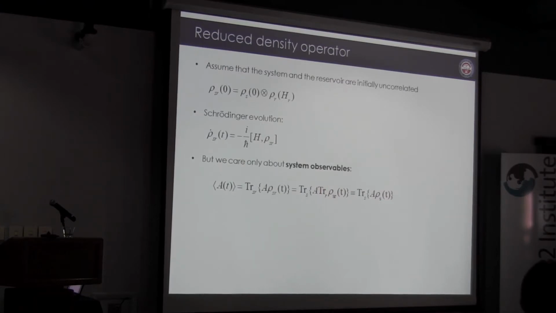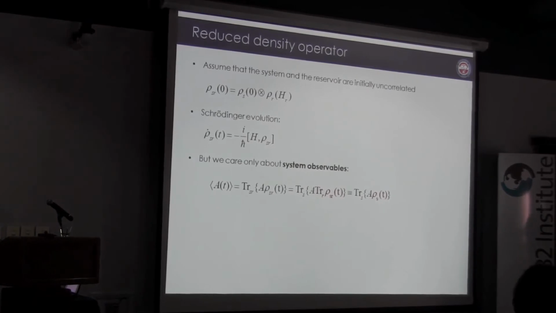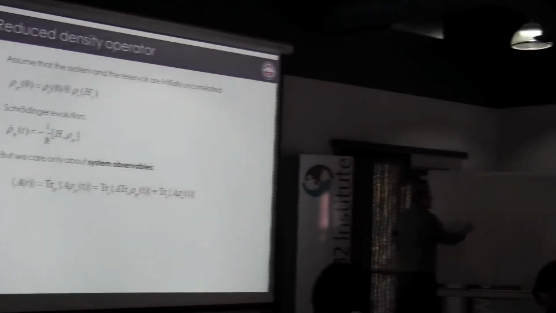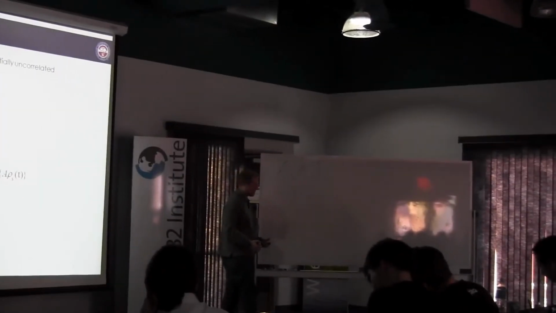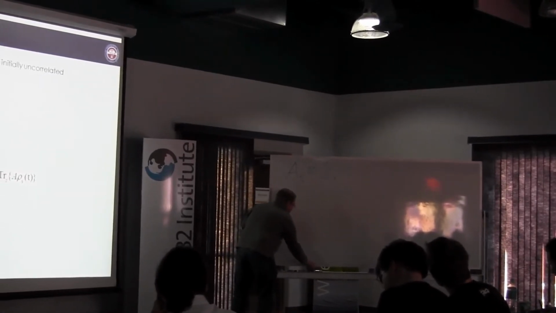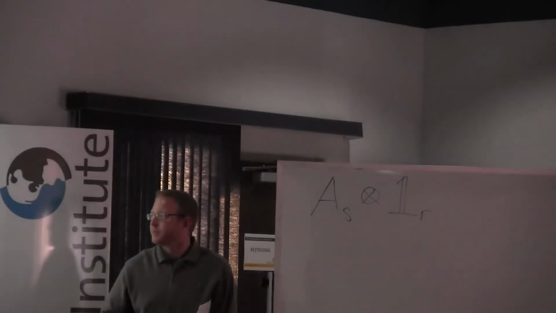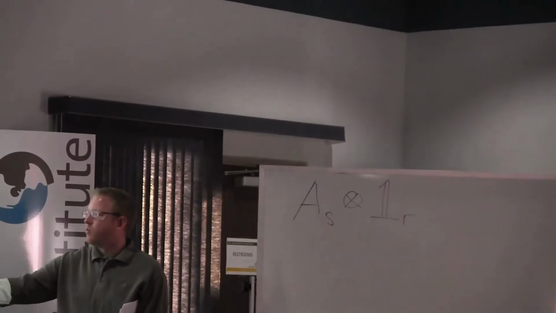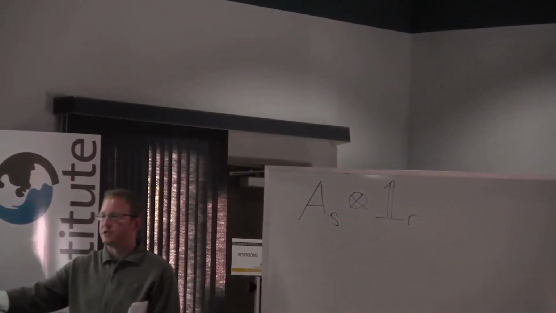Basically, the observable A can be written like this, as a product of some system variable with the identity on the reservoir. That's what we mean when we say we're only looking at system observables. And so that means I can move one of these traces, these partial traces, in.